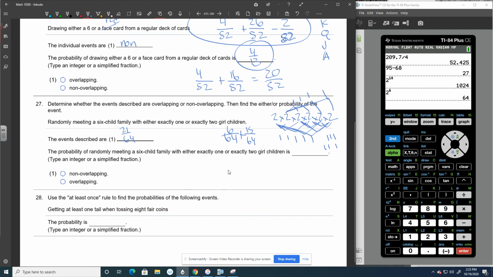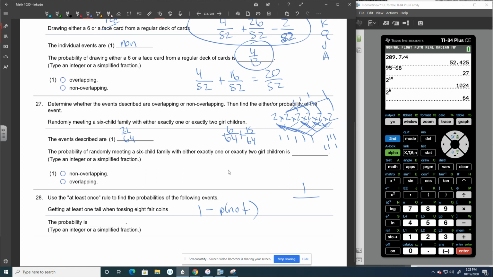28. Use the at least once rule to find the probabilities of the following events. Getting at least 1 tails when you toss 8 fair coins. So to get at least 1, the only way to not get at least 1 is if you got all 8 heads. So if I take 1 minus the probability of no tails, remember that formula? The probability of no tails.